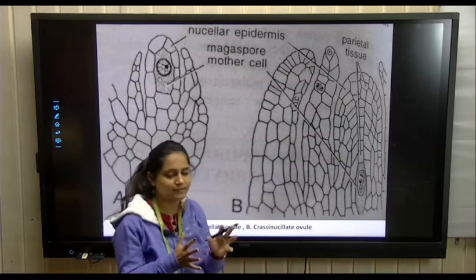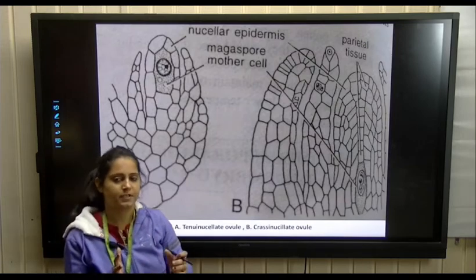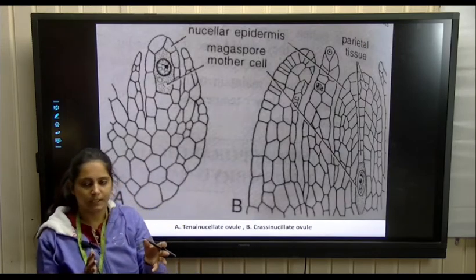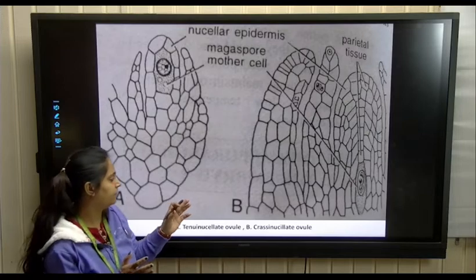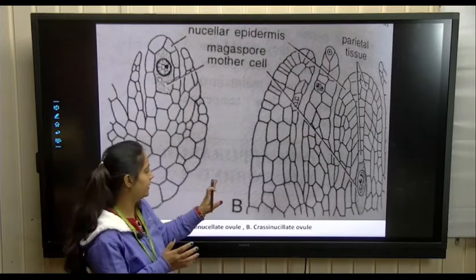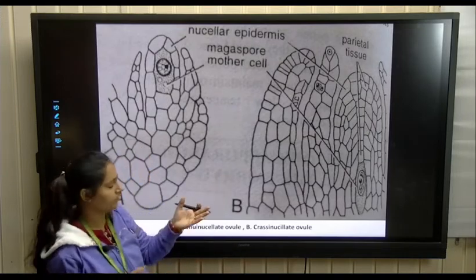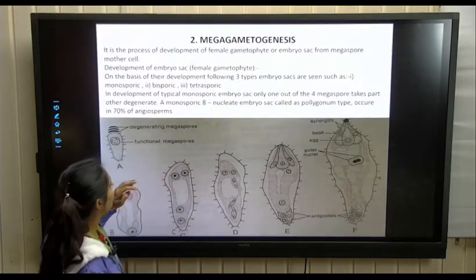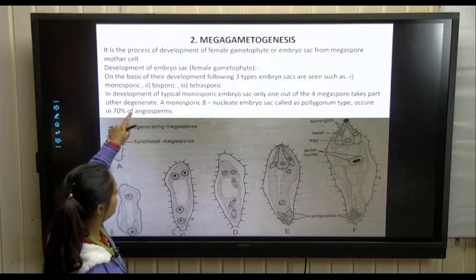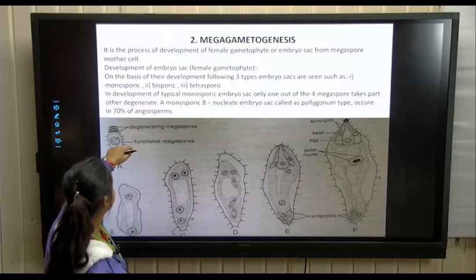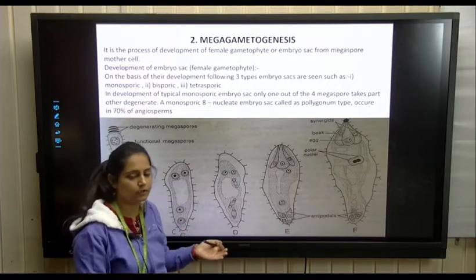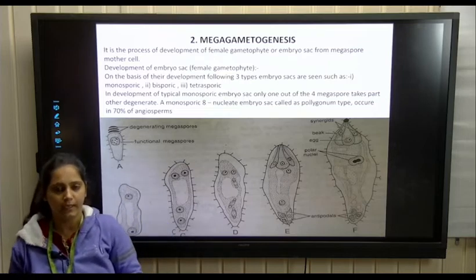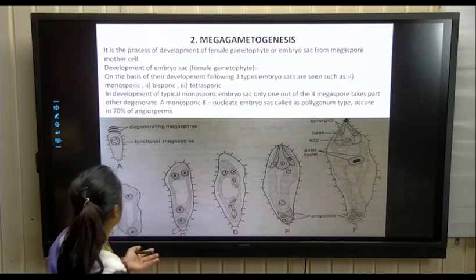The nucellus is the extra tissue present outside the megaspore mother cell that provides nutrition to the developing embryo. It transforms into nutritive tissue, and that is a thin layer. The next thing is megagametogenesis. Megagametogenesis is the development of the female gametophyte from the megaspore.